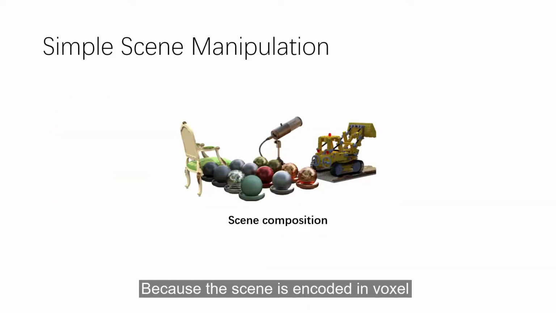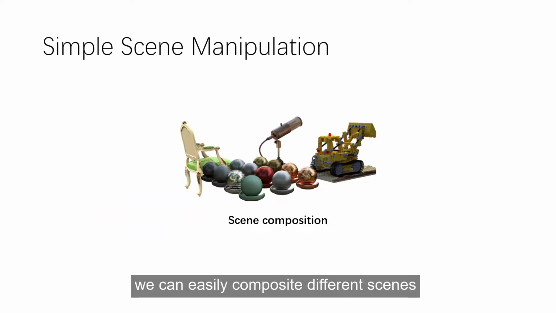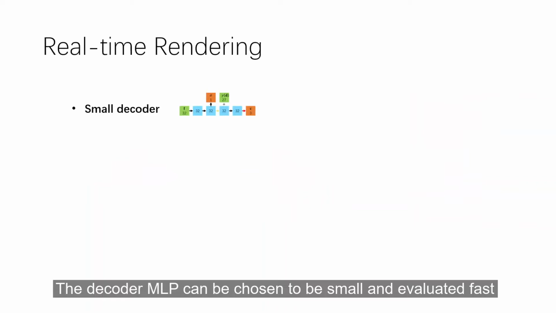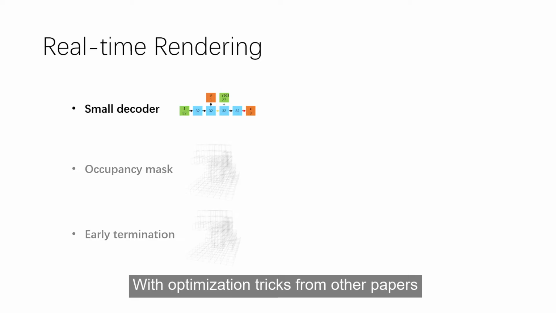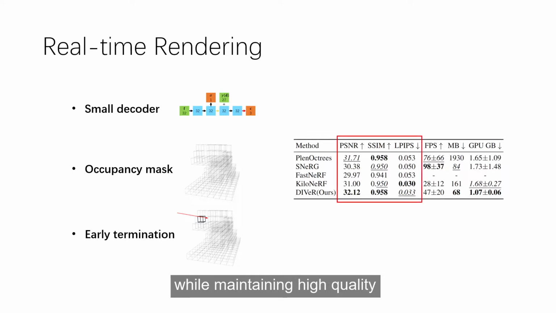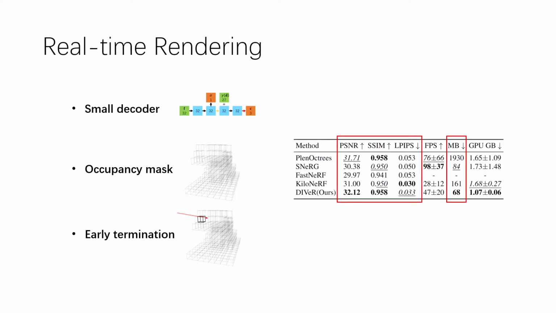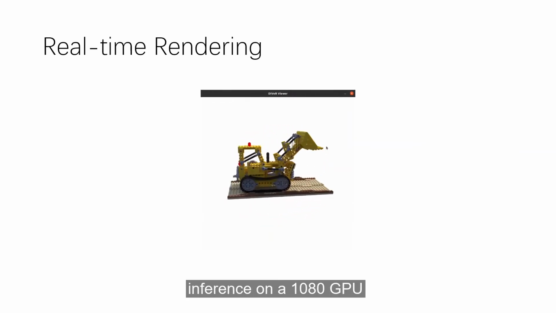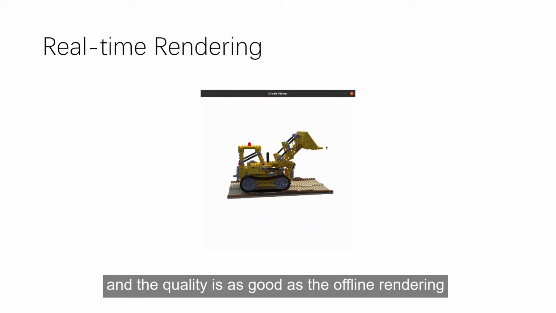Because the scene is encoded in voxels, we can easily composite different scenes by blending their voxel features, or swap objects in cropped regions by clustering feature vectors. The decoder MLP can be chosen to be small and evaluated fast. With optimization tricks from other papers, we can run our model in real time while maintaining high rendering quality with low storage cost. Here is a demo of our model inferenced on a 1080 GPU, and the quality is as good as offline rendering.